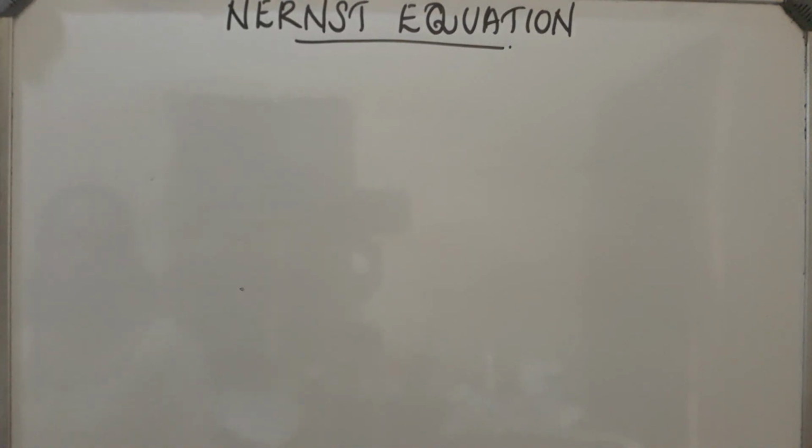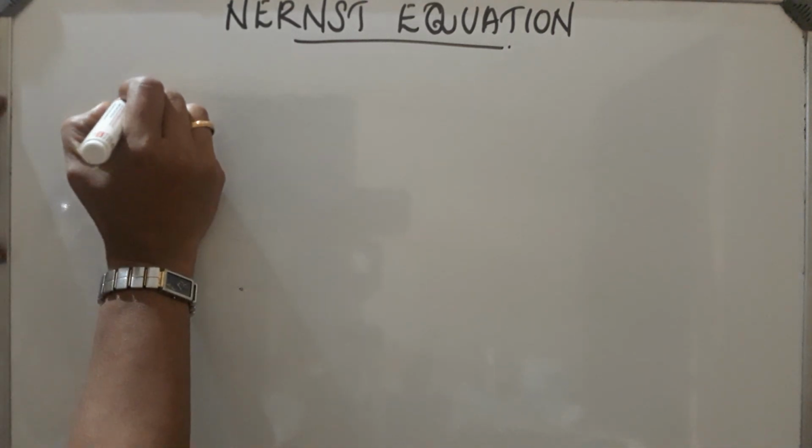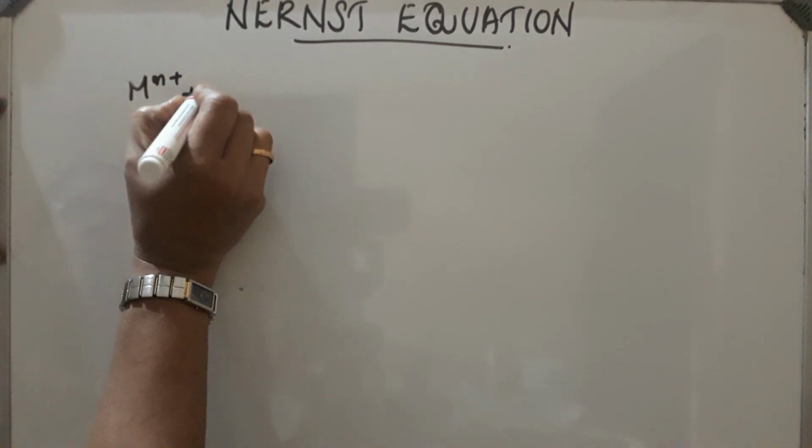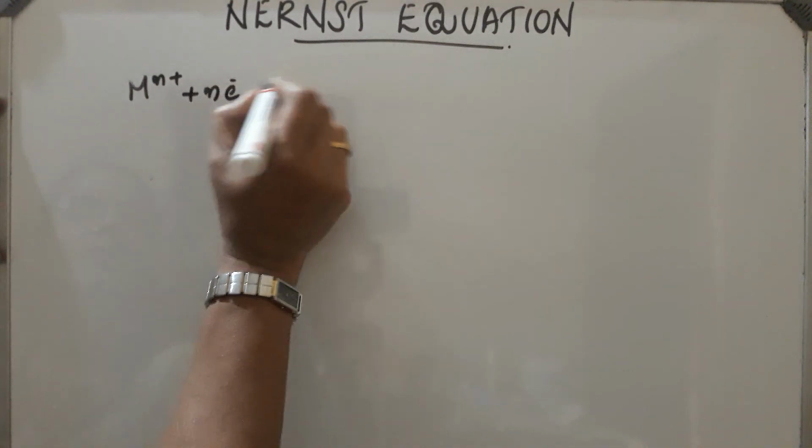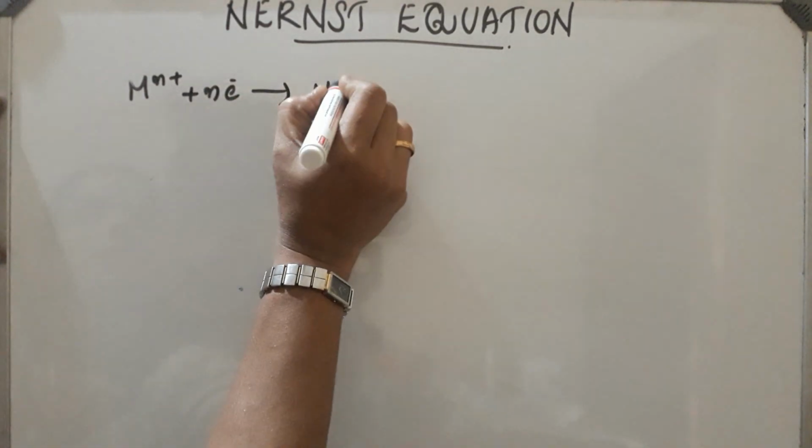Good morning. Today's topic is the Nernst equation. According to Nernst, for an electrode reaction, consider a reaction M^n+ + ne⁻ gives M.